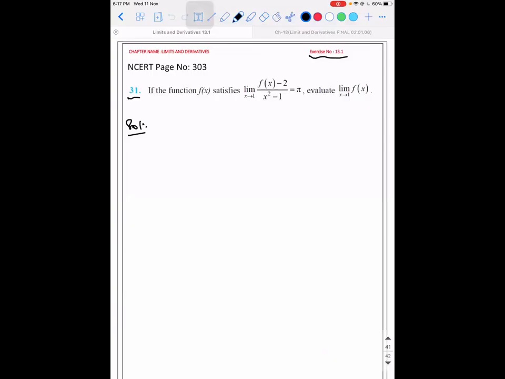So if the function f of x satisfies this condition: limit x tends to 1, f of x minus 2 divided by x square minus 1 is pi, then we need to find what is the value of limit x tends to 1 f of x. So how to do this?